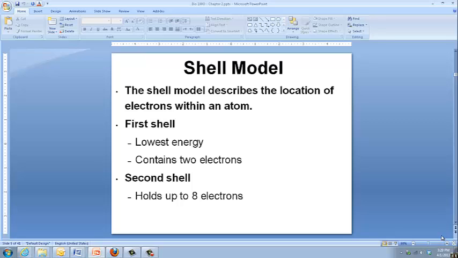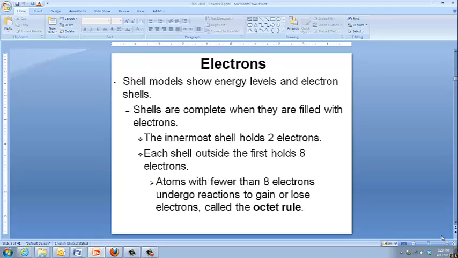Every shell after that will hold up to 8 electrons, and this is sometimes referred to as the octet rule, because after that first shell, no matter how many shells you have after that, each of those holds up to 8 electrons. One thing that we're going to see is very important is that shells are complete when they are filled with electrons. The innermost shell holds 2, and the shells outside that hold 8, and as I said, this represents the octet rule. Interestingly, what we'll see as we talk about these bonds is that atoms will share electrons or give up electrons in order to fill up their shells with electrons.